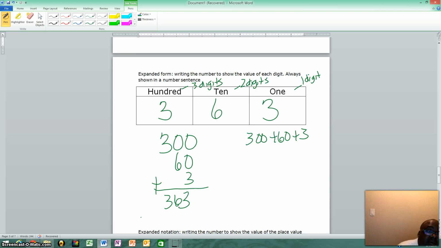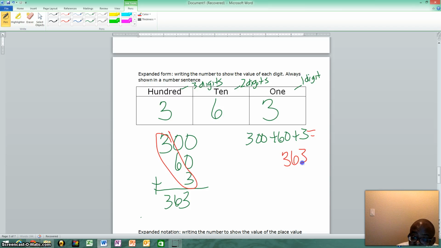363. And if we take another color and we circle it, it shows us our number in standard form when we do it up and down like this. This will give us the same thing. It'll give us a value of 363.